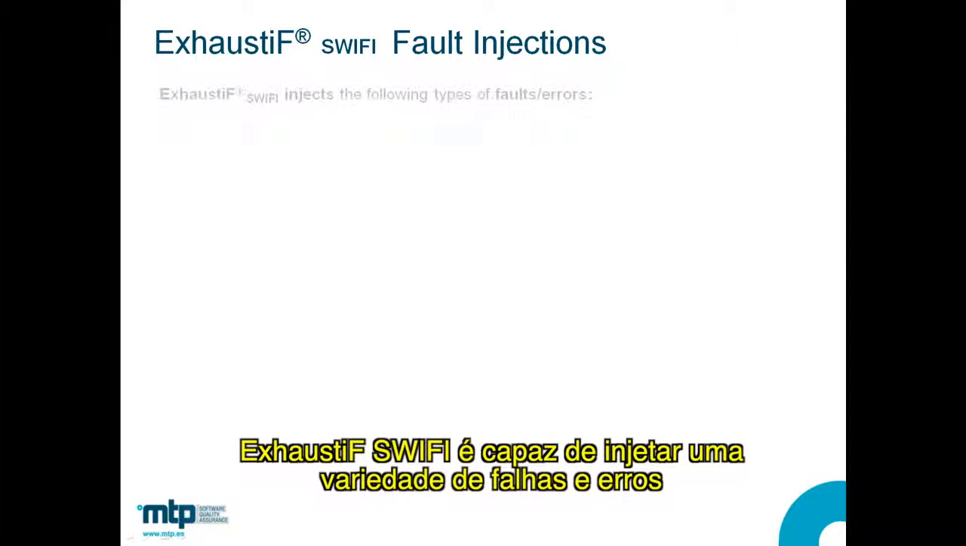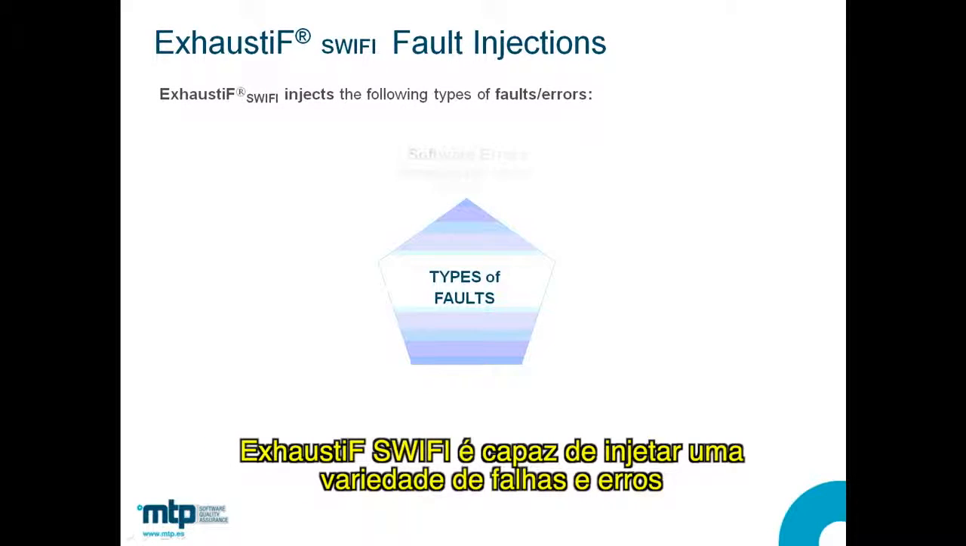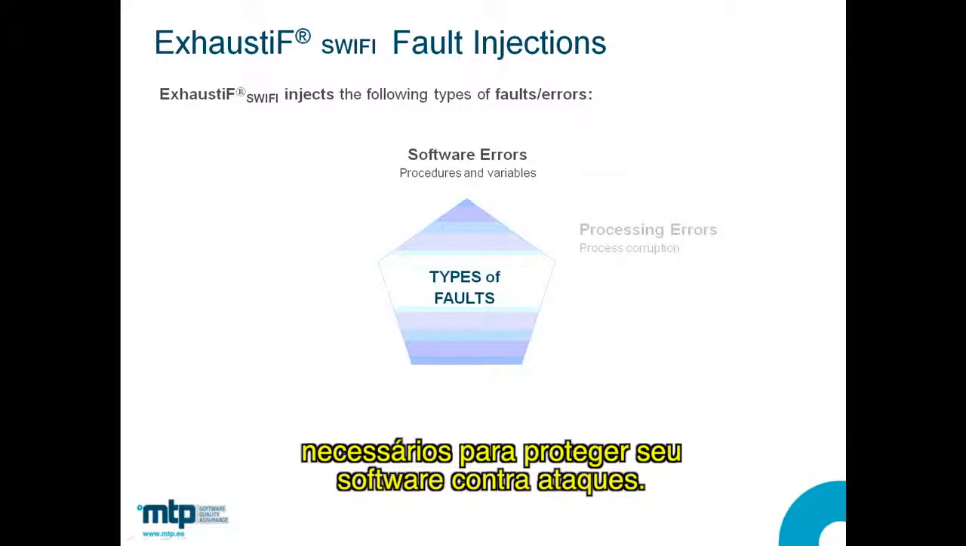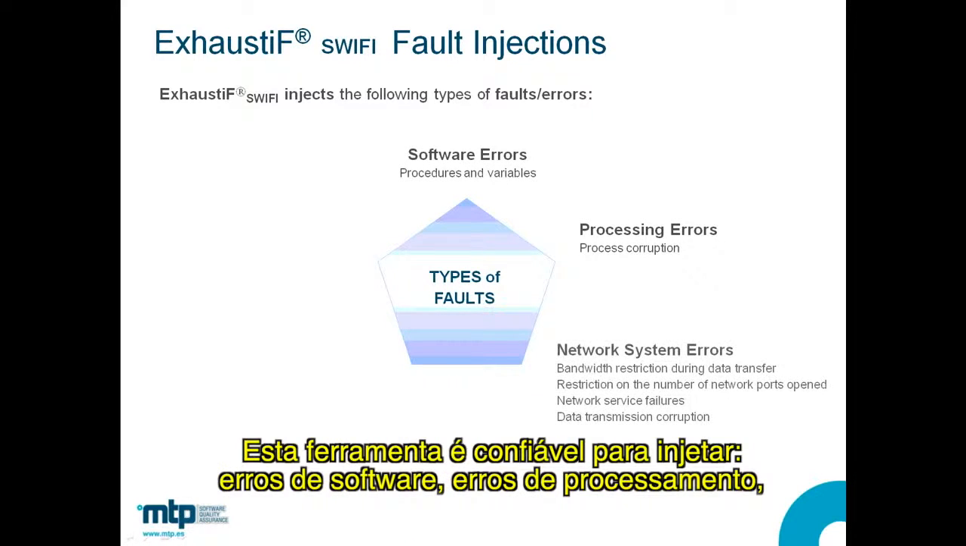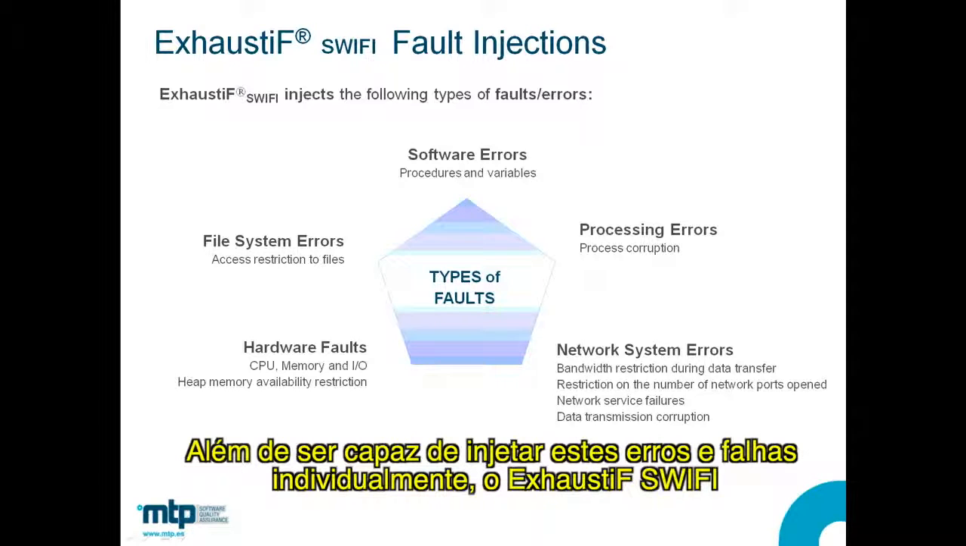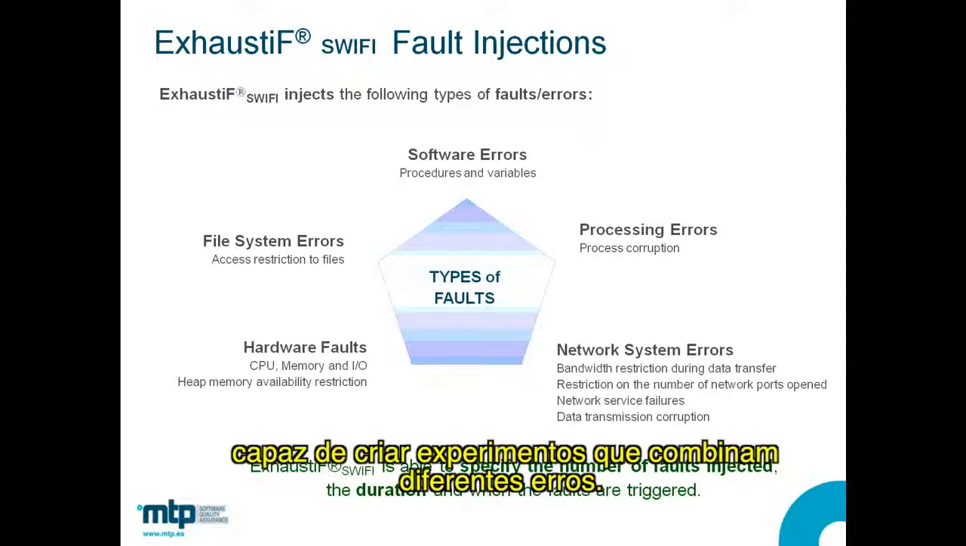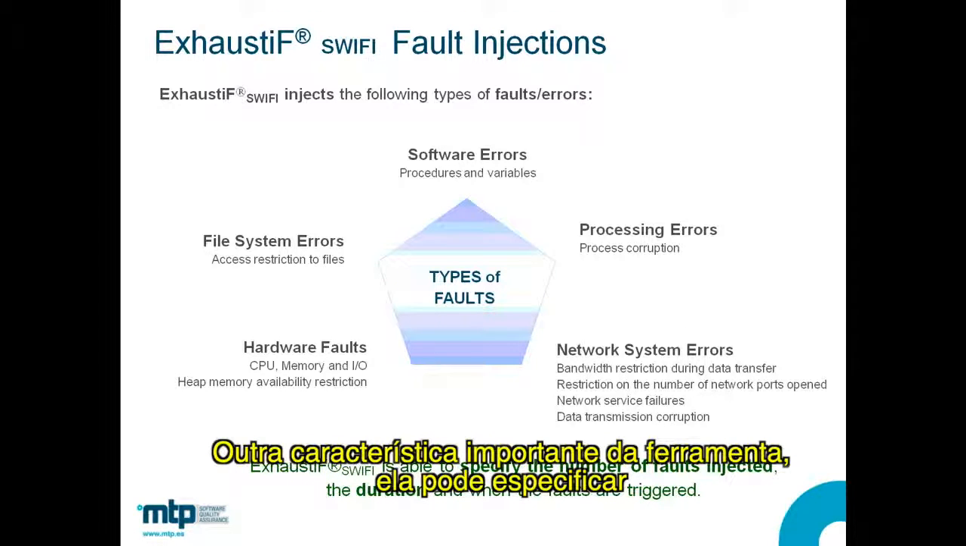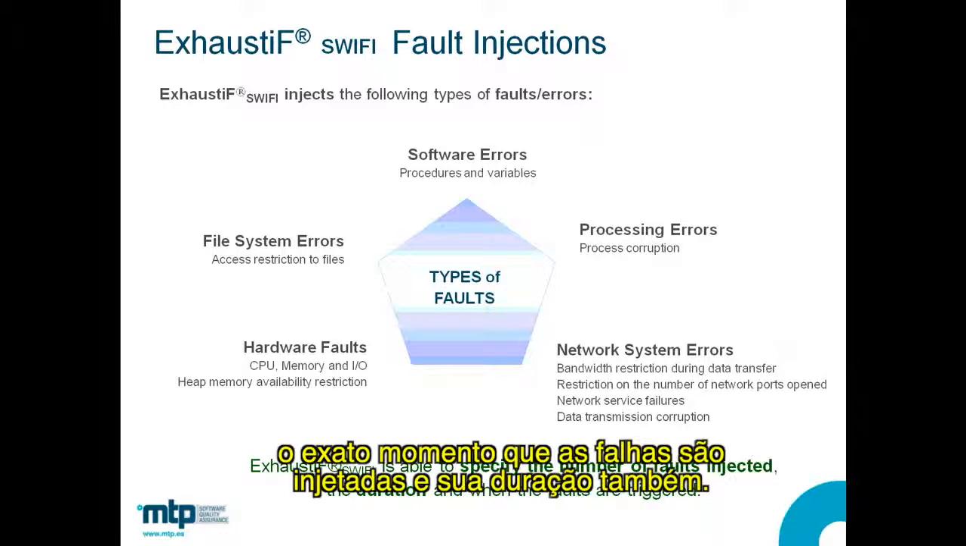ExhaustiF SWIFI is capable of injecting a variety of faults and errors needed to shield your software from attacks. This tool is able to inject software errors, processing errors, network system errors, file system errors, and hardware faults. In addition to being able to inject these errors and faults individually, ExhaustiF SWIFI is able to create experiments combining different errors. Another important feature is that this tool is able to specify the exact instant when these faults will be injected, as well as their duration.